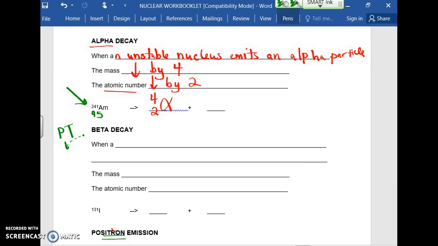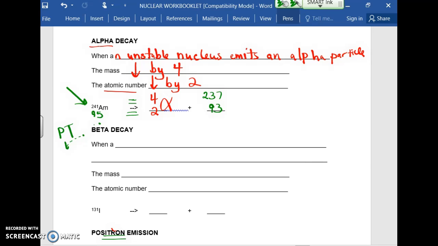Now, what happens is this. The total mass on this side has to equal the total mass on this side. So if I start off with 241 units of mass here, then I have to have 4 plus this number to get that number. So that's going to mean that I'm going to have a mass of 237 in the resulting nucleus, the new element that I promised you would be produced. Downstairs it works the same. If I had 95 protons on this side, then I have 2 plus 93 on this side.